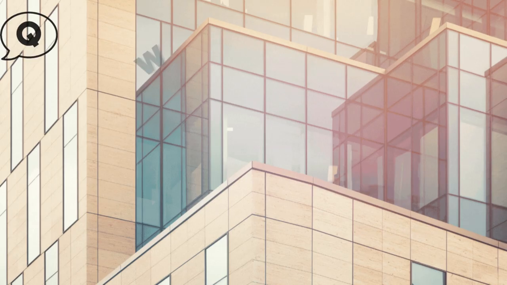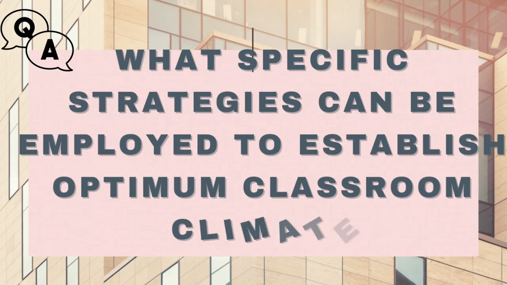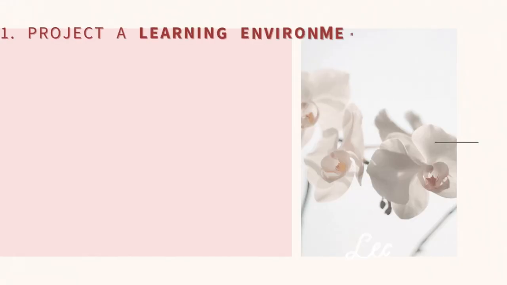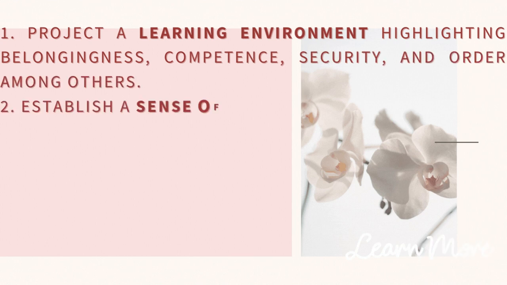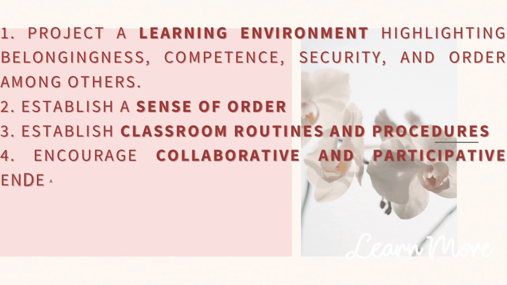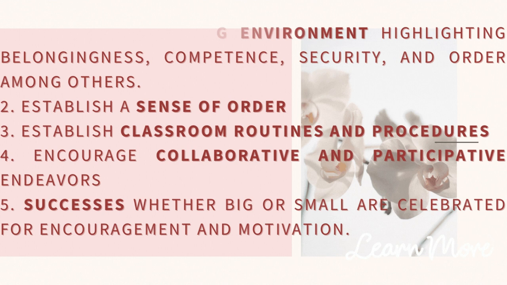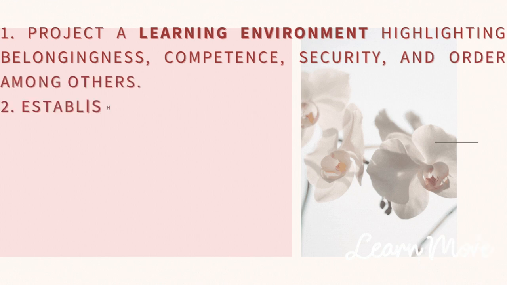What specific strategies can be employed to establish an optimum classroom climate? 1. Project a learning environment highlighting belongingness, competence, security, and order, among others. 2. Establish a sense of order. 3. Establish classroom routines and procedures. 4. Encourage collaborative and participative endeavors. 5. Successes, whether big or small, are celebrated for encouragement and motivation.